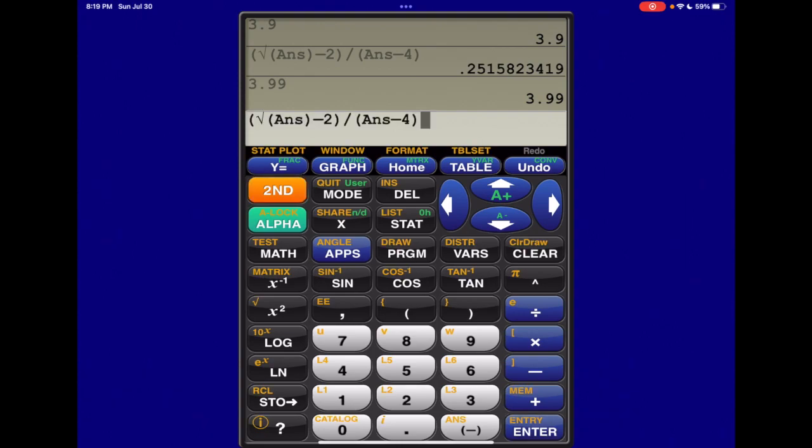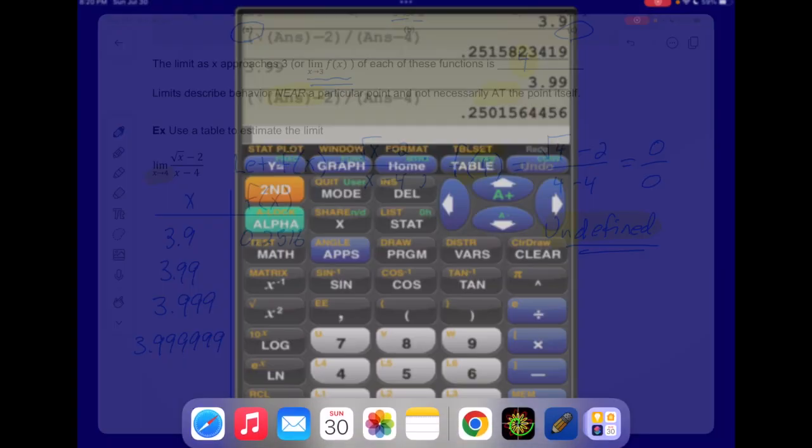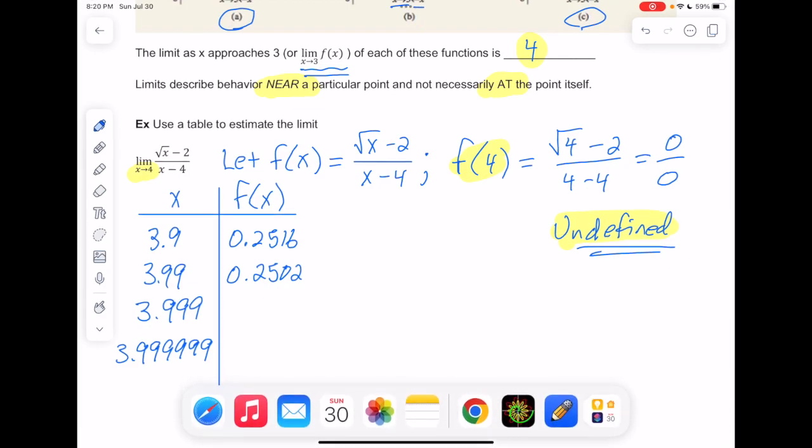Hit second and enter again, and I get the previous one. So if I press enter, I'll be getting the value of the function evaluated at answer again, but now answer is 3.99, and the value when I do that to 4 decimals is 0.2502. So let's write that one down. 0.2502. So it kind of looks like perhaps the y value is getting closer to 0.25 as x gets close to 4. But let's do these next two and try and confirm that.